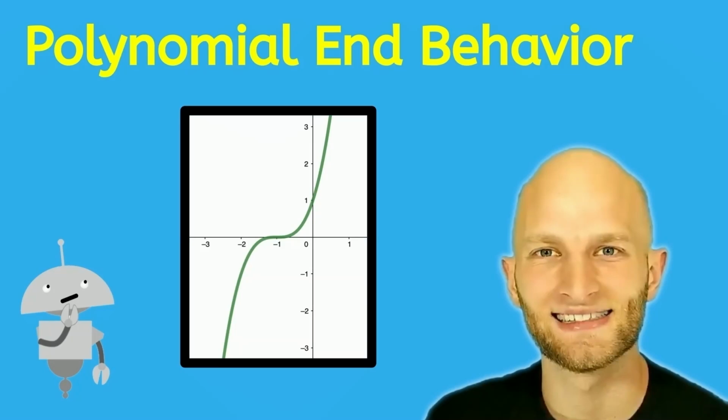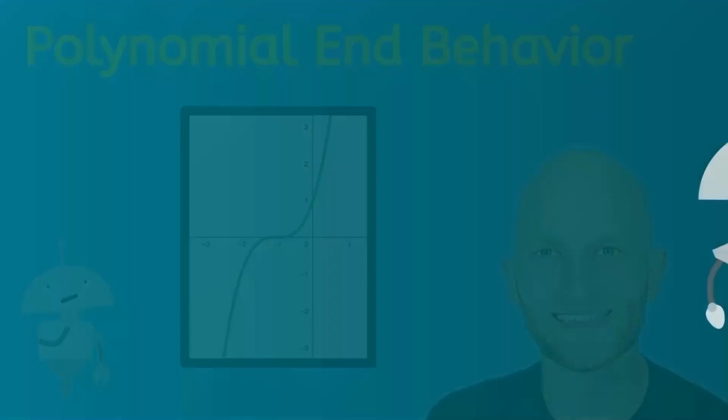Today we're going to learn how to describe the behavior of a polynomial graph if we go really far in the negative x direction or really far in the positive x direction. We call this polynomial end behavior. Let's go.